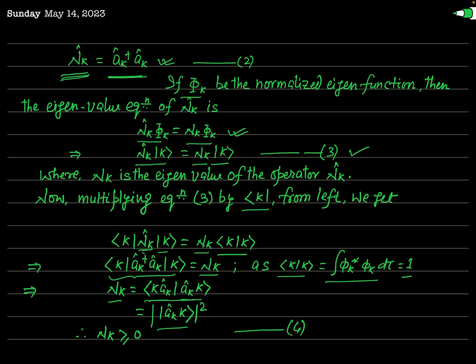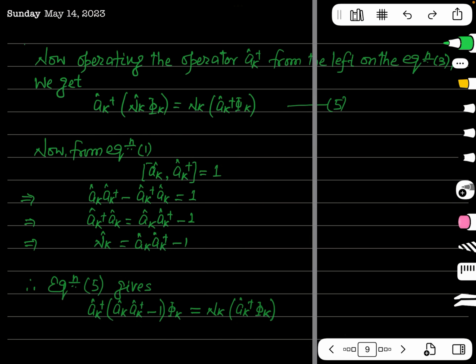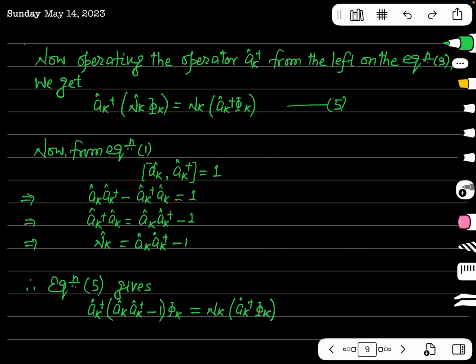And since it is a square of the modulus, definitely the value of this nk, which is the eigenvalue of the operator nk hat, must be greater than or equal to 0. Its norm will never in fact be negative. So nk is greater than or equal to 0. In fact, this nk has integral values starting from 0 to infinity in steps of 1. We will see it some time later.